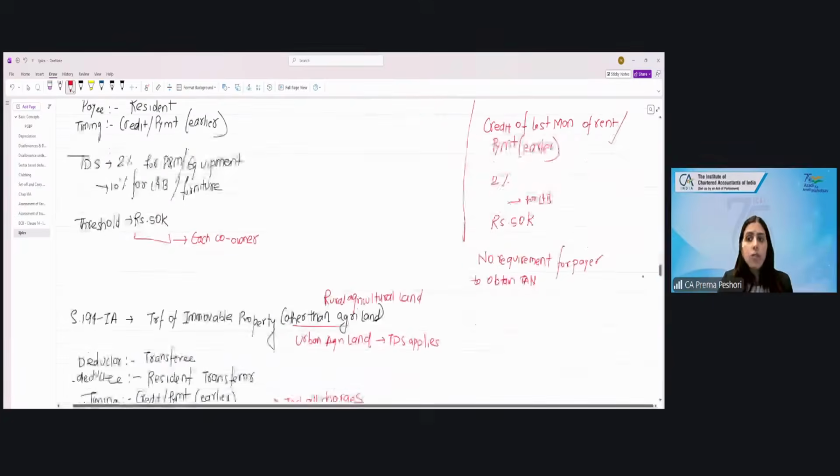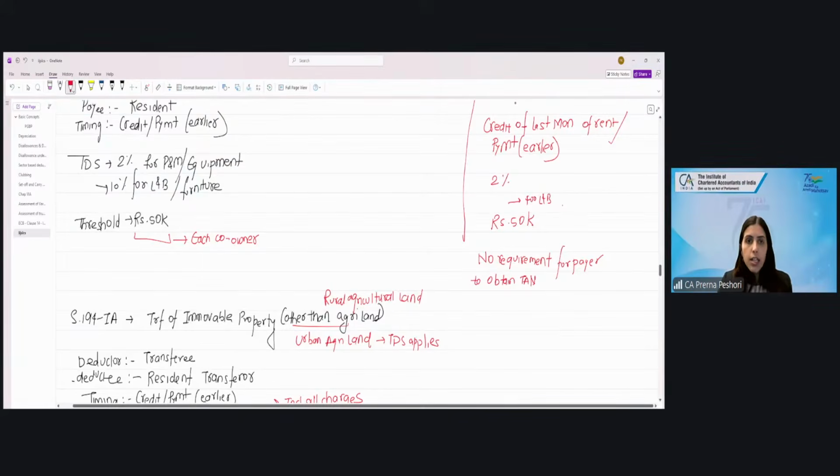And here the payer is not required to obtain any TAN. There is no requirement absolutely to obtain any TAN, meaning for other payments, whenever the deduction is required to be made, the TAN is to be obtained by the payer. Here they can just deduct the TDS only on the basis of PAN. Otherwise, the payers are mandatorily required to obtain the TAN if they have to deduct TDS.